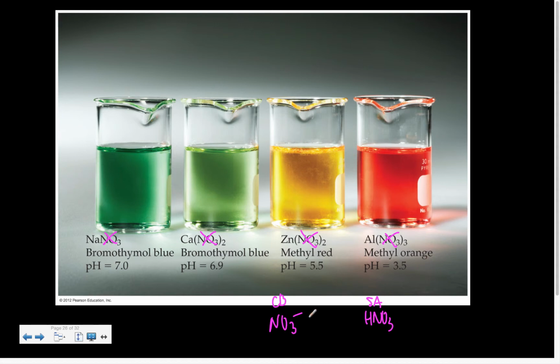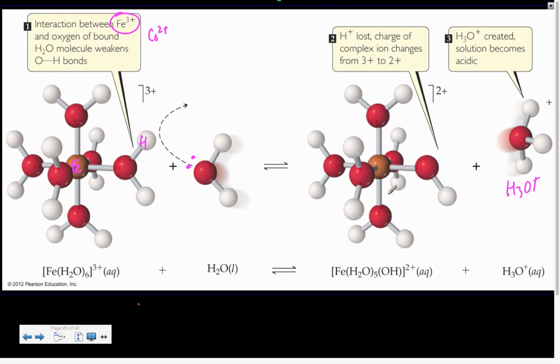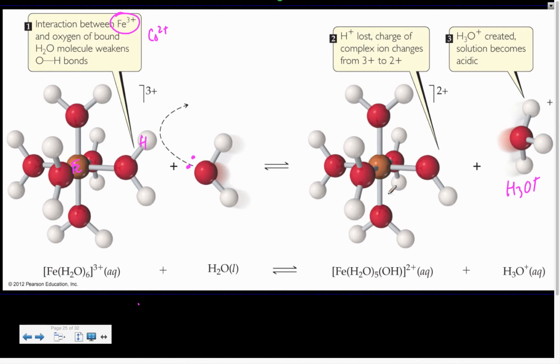Which means we're just looking at our cations. Here, this is the cation from a strong base, no effect on pH. This is the cation from another strong base, negligible effect on pH. Zinc is a small, relatively highly charged cation. Aluminum, also small, is even more charged, which is why we get more and more acidic in terms of our pH, because we get more and more of this process where we abstract that proton, creating hydronium ion.